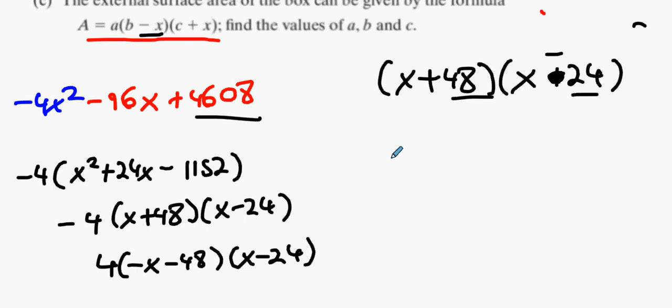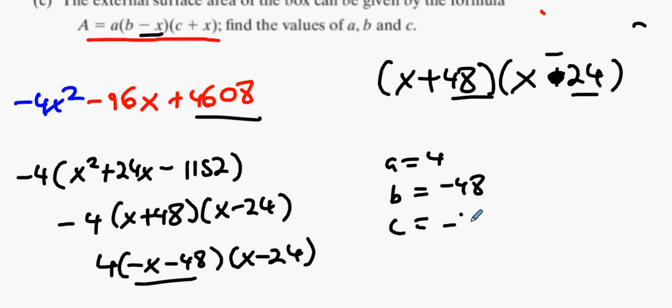So I could say a is 4. B is what? Anybody? B is minus 48 because it's in the same bracket as the minus x. And C is? Anybody? Yeah, but somebody else could have the B and C value mixed around differently. That's an acceptable answer as well because they don't specify.